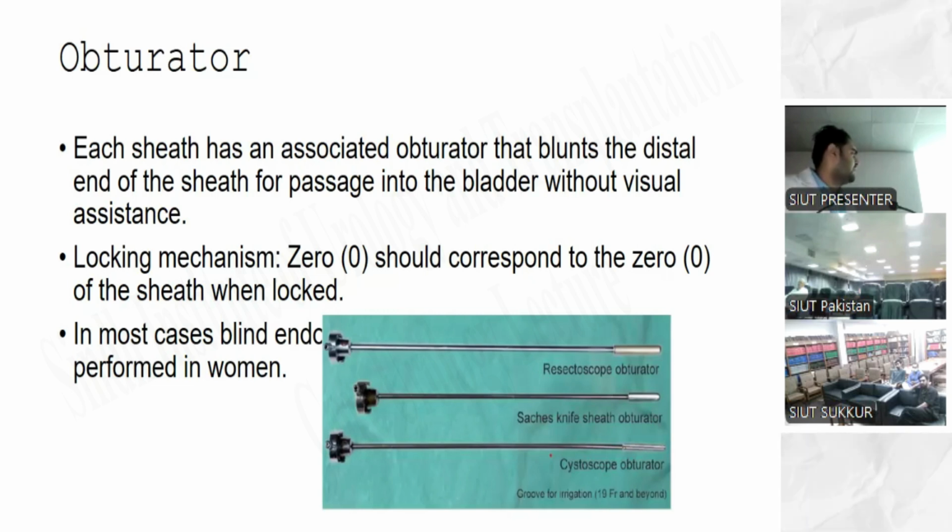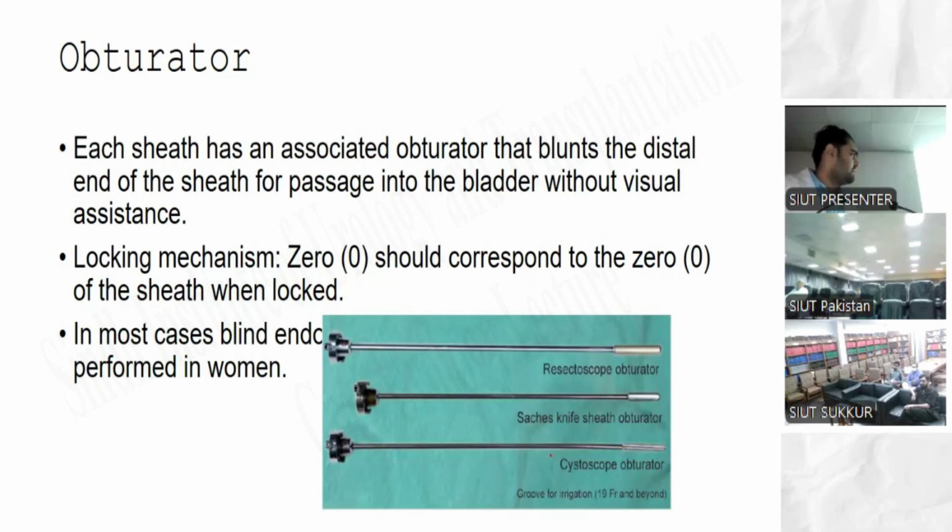The difference between the obturators is that the knob of the resectoscopic sheath obturator and the Secchi's knife obturator is rounded, conforming to the beak of the sheath, as is present in the cystoscope. And the groove for irrigation at the distal end is not present in the 17 FR sheath. It is present in 19 FR and 22 FR, right? While in the Secchi's and resectoscopic obturators, it is absent.